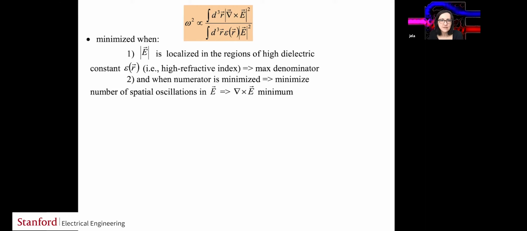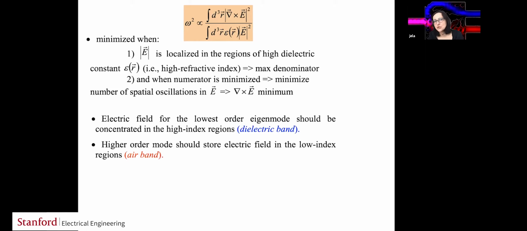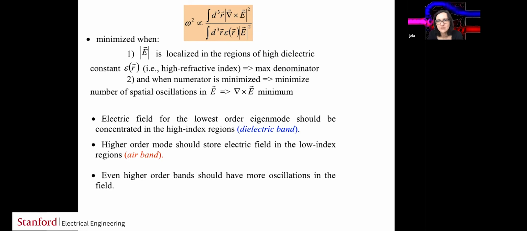So that's exactly what we discussed for the electric band, which concentrates the electric field in the regions of high epsilon, right? That comes from the denominator here. And then for the first two bands, you also have the minimum number of oscillations in the field. This other conclusion that we have will tell you how electric field patterns would look even for the higher order bands that you have in the band diagram.